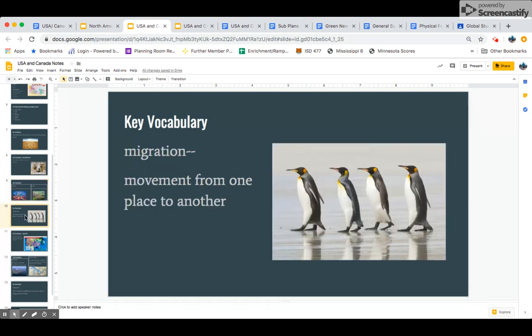Next, we have migration. Migration is the movement from one place to another. Okay, that can be emigration, which is people exiting a country, or it can be immigration, which is people coming into a country. But we're focusing just on migration in general, which is the movement from one place to another. People can be pushed away from their homes. It could be because of maybe natural resources. It can be because people are fleeing countries because of their government.